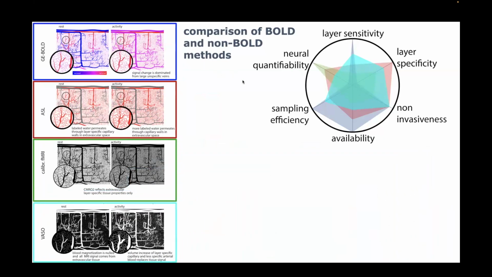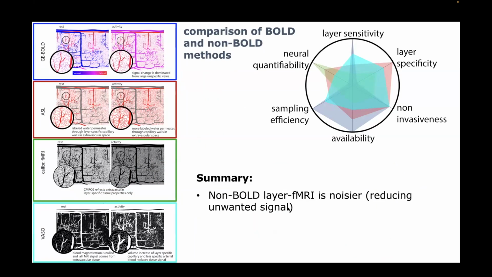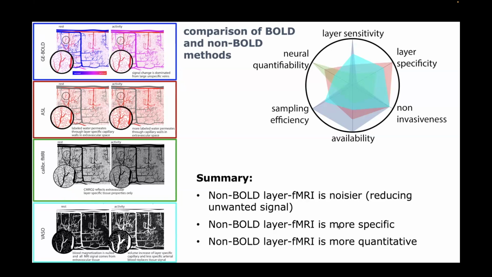So having talked about all these non-BOLD contrasts, let's summarize that they are all noisier than gradient echo BOLD. They are all kind of more locally specific, and they're all kind of more quantitative. You can better compare different brain areas or different people.